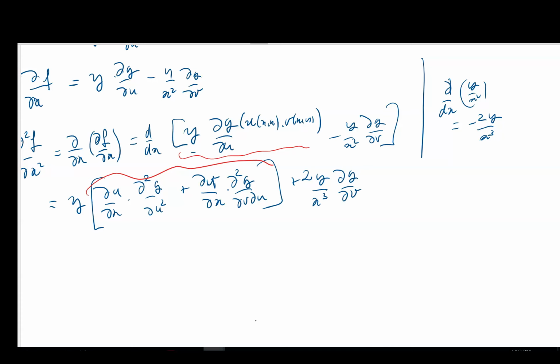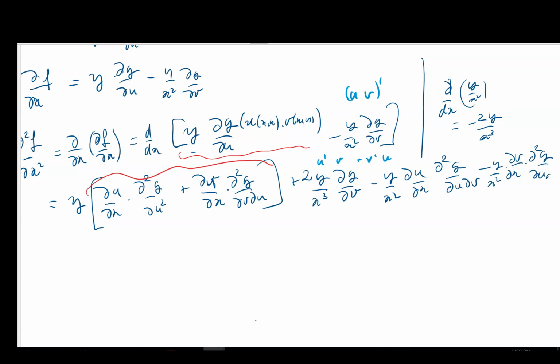This is a product of functions, so that's really like u times v. If I differentiate it, that's going to be u prime v plus v prime u. So I get the u, it's the minus y over x² that doesn't change, and the derivative according to x of dg over dv. So that's just going to be du over dx d²g over du dv, minus y over x² dv over dx d²g over dv².